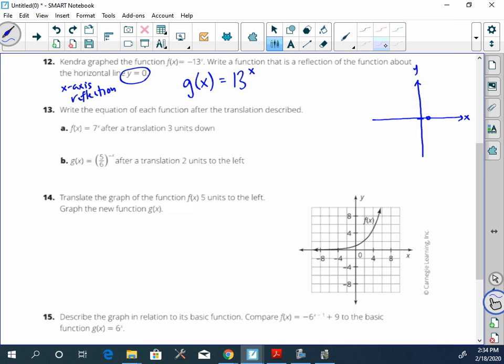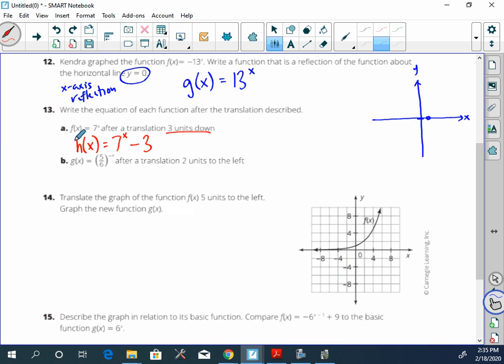And then number 13 right below it here, write the equation of each function after the translation described. So this was a lot of the stuff that you did in Mathia. If we're going 3 units down, 3 units down means you just subtract 3 in the back. So you have to be real careful that you are writing this in the back of the function. So we start with 7 to the x power. Make sure it looks like the x is in the exponent. It's an exponential function. And then down 3 means we just put minus 3, and that should not be in the exponent. And I just used h of x.